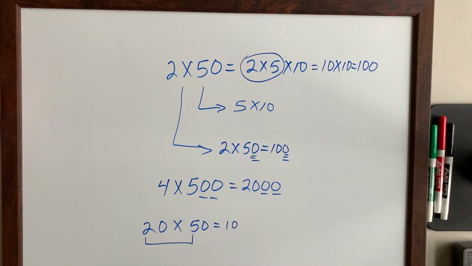2 times 5 is 10. Now I can go back and say 1, 2, so I'm going to add 1 and 2, and my answer is 1,000. So just keep track of the digits up front, do those first, and then after that's taken care of, you can add any zeros left over.